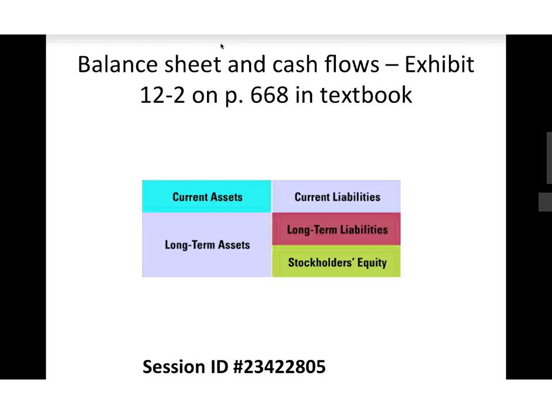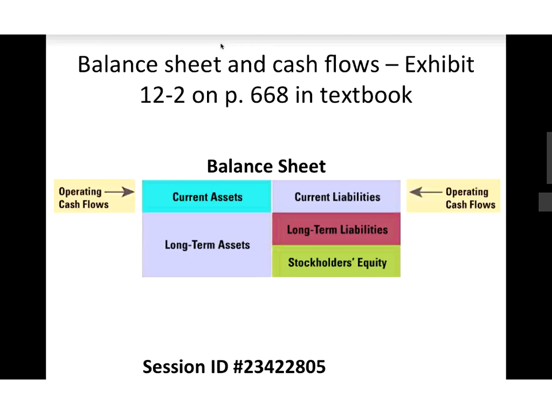So when we do a statement of cash flows, there's three types of cash flows on the statement: operating, investing, and financing. Those three categories are on every statement of cash flows, and they're in that order. On the balance sheet, our operating cash flows come from changes in current assets and changes in current liabilities. And we're going to do one of these today, so you're going to see how that works.